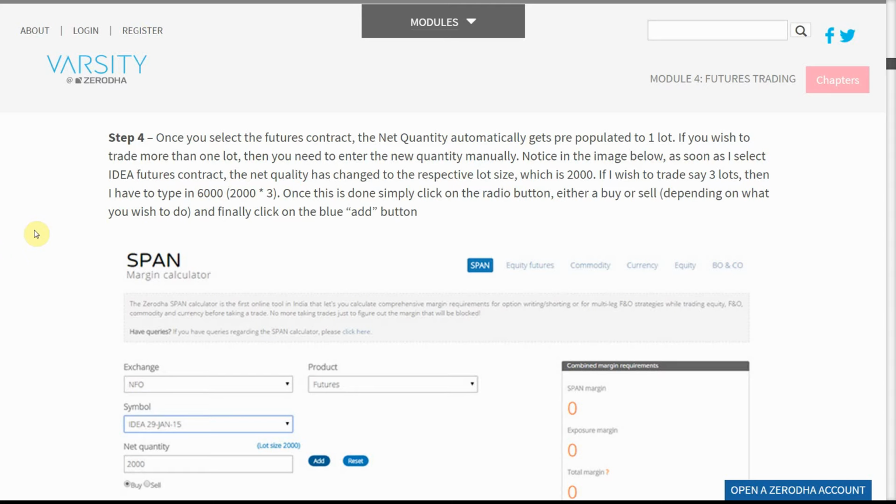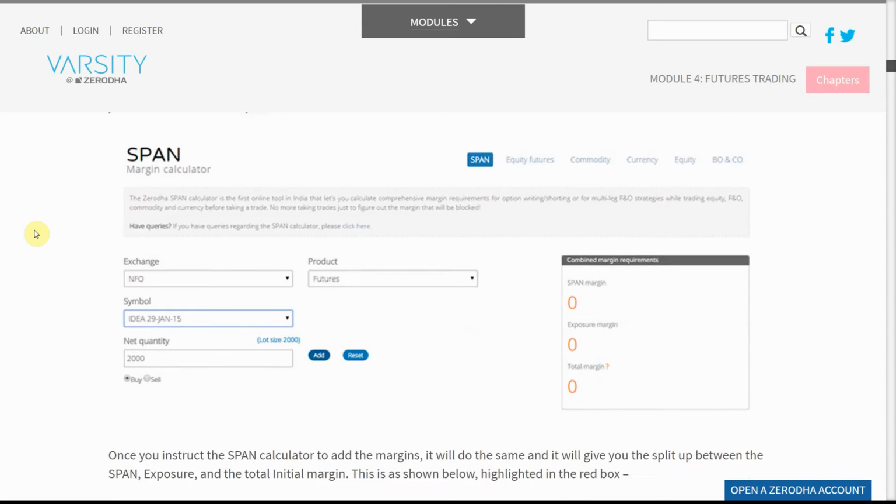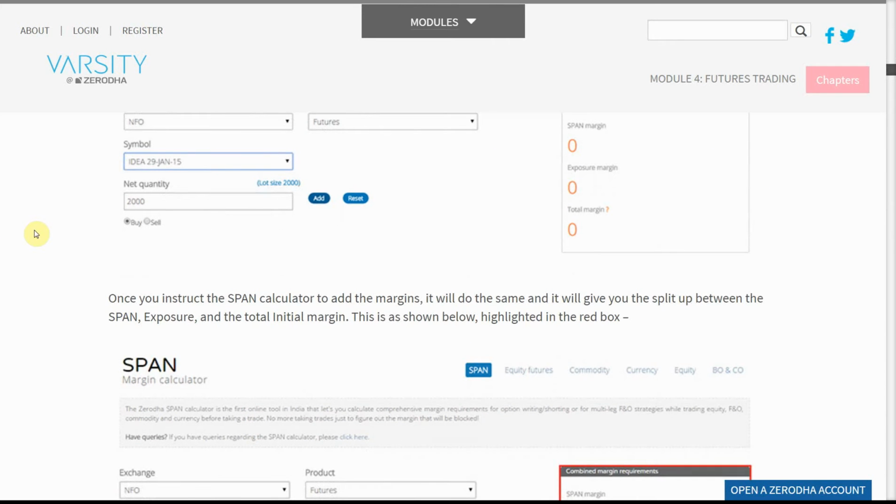The span calculator is suggesting the following. Span margin equals 22,160 rupees per lot. Exposure margin equals 14,730 rupees per lot. Initial margin, span plus exposure, equals 36,890 rupees per lot. With this, you know how much money is required to initiate the futures trade on Idea Cellular. It is as simple as that.